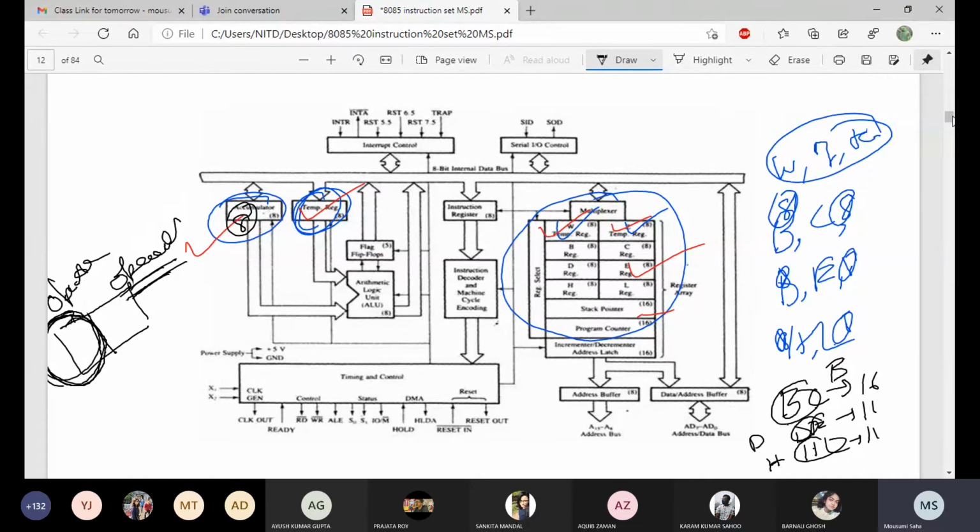So this opcode is stored into the instruction register. So the name is instruction register, why? Because the main part of our instruction will be stored into the instruction register. Suppose I give one example, MOV A, B.